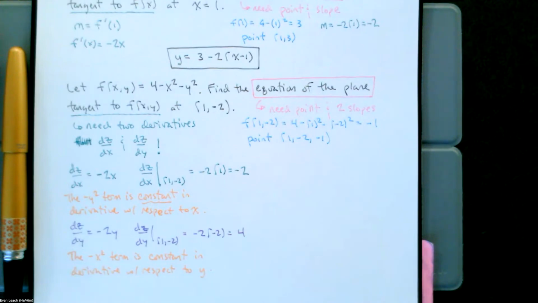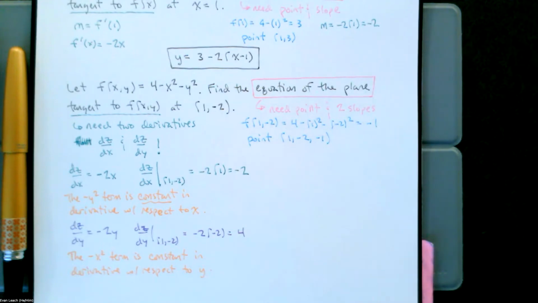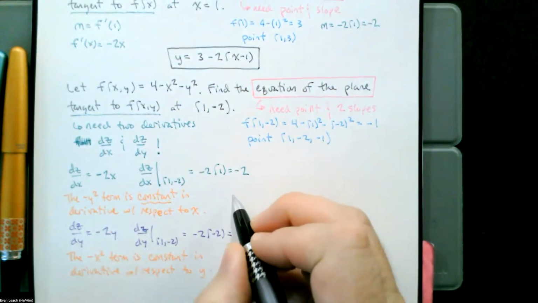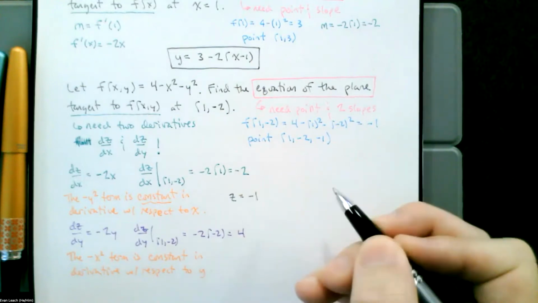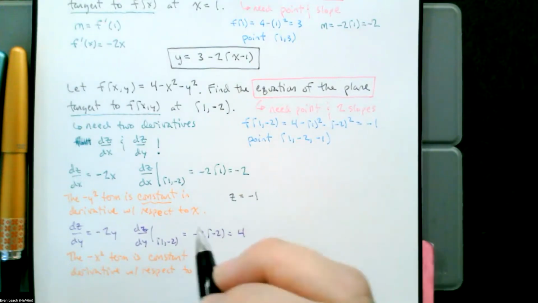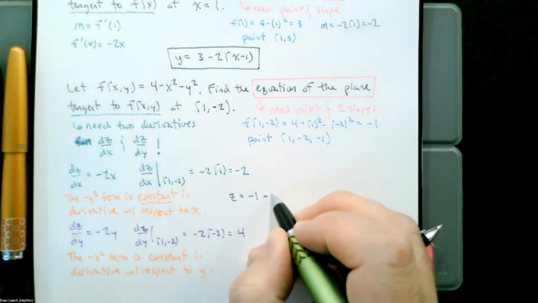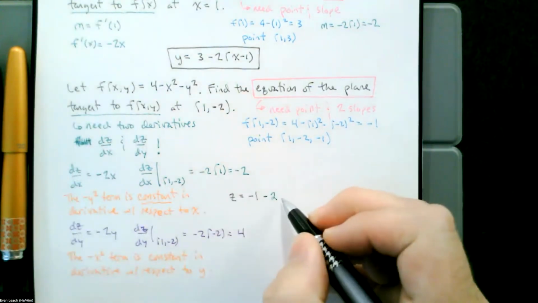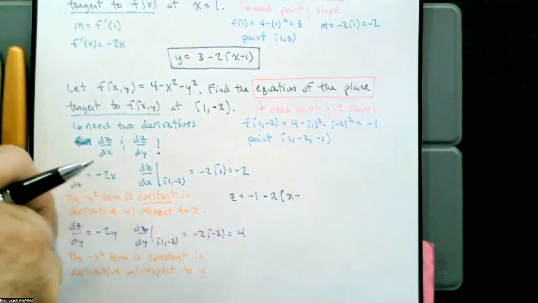But now I've got the pieces that I need. I've got a point, I've got an x naught, y naught, and z naught. And I've got a change in z with respect to x, and a change in z with respect to y. I'm going to put it together in the same way that I always put together my linear functions. z equals z naught, so it starts off at -1 and changes by -2 when x increases by 1, so it's going to be x minus 1.